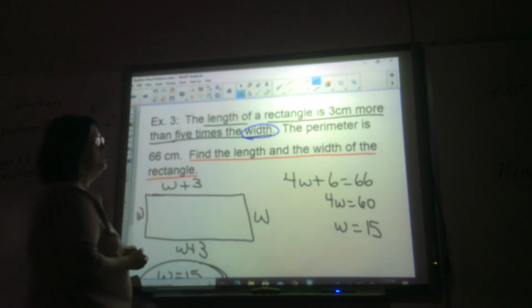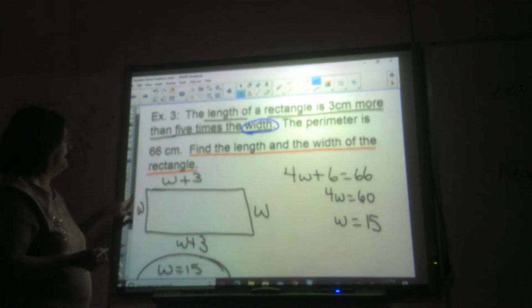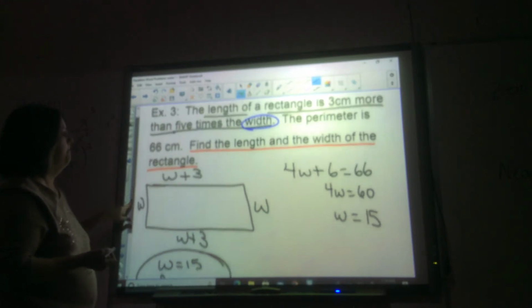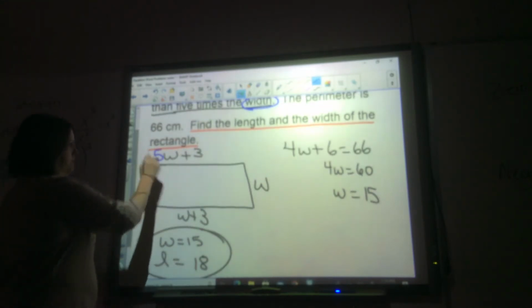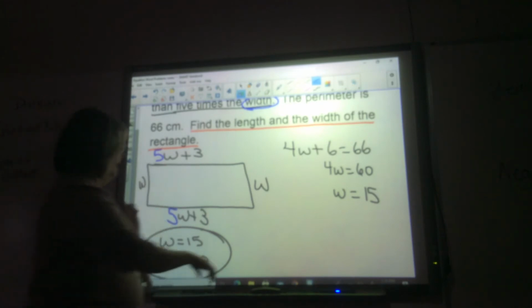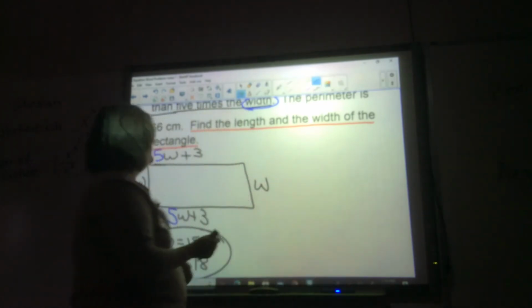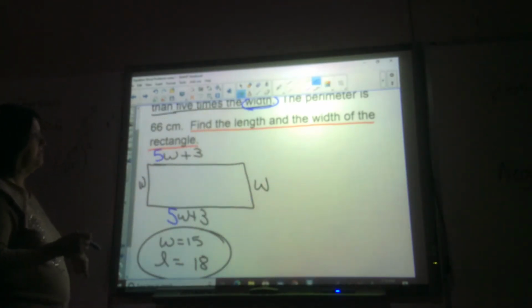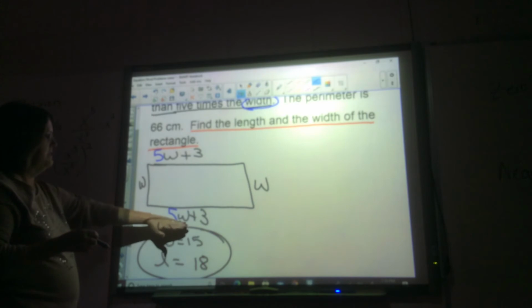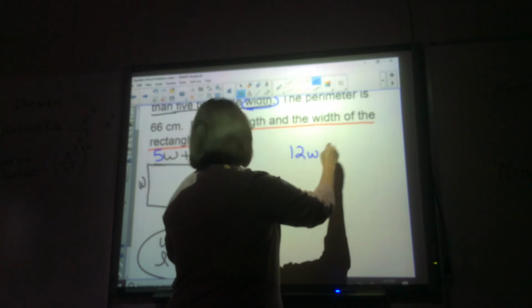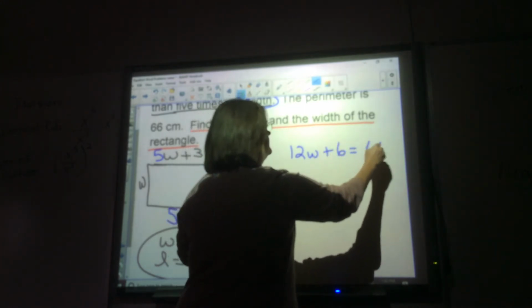The length of the rectangle is 3 centimeters more than 5 times the width. I did not do this problem right. We need a 5 here. So that would give us, let's come over here, it is 3 centimeters more than 5 times the width. If we put all that together, and it tells us the perimeter is 66. So if we put all that together, that's 10, 11, 12 W plus 6 equals 66.